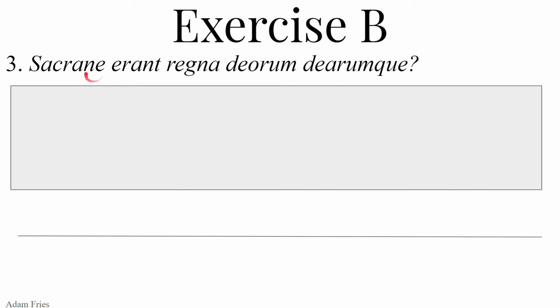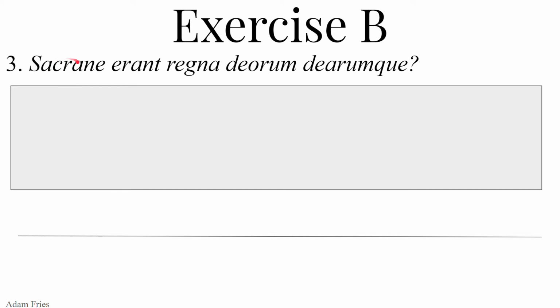This is an interrogative. If it helps you, go ahead and start by ignoring it as an interrogative. Just translate it as a regular old declarative. And then, after you're done, before you write anything in the blank down here, make sure you translate that declarative into an interrogative. Make it a question. So we're asking a yes or no question.